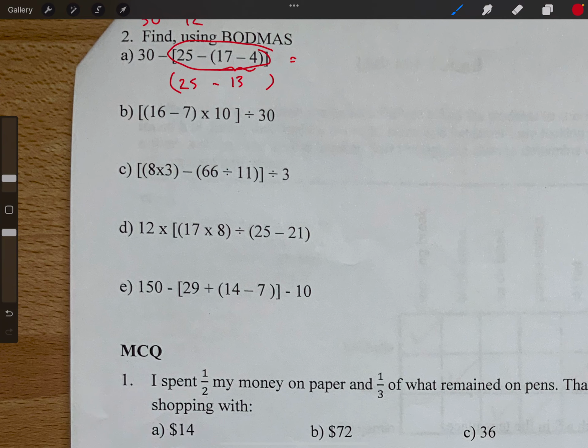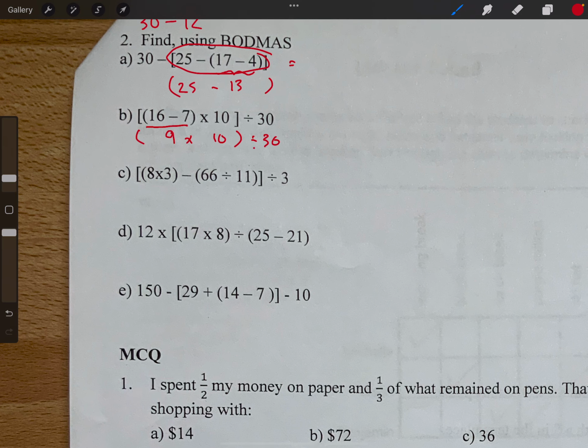Next one, you got the innermost bracket will be here. So this will be what? 16 minus 7, that's 9. And 9 times 10 in brackets divided by 30. So we do 9 times 10 first, that's 90. So we have 90 divided by 30, and that'll give us 3.